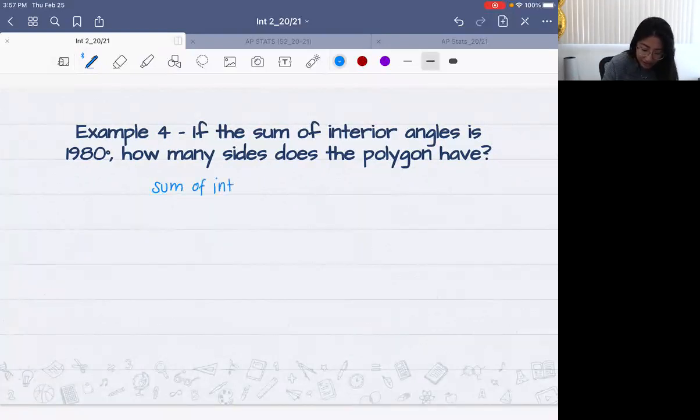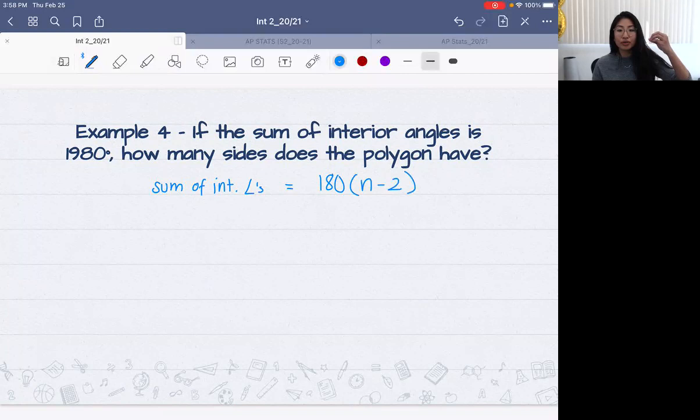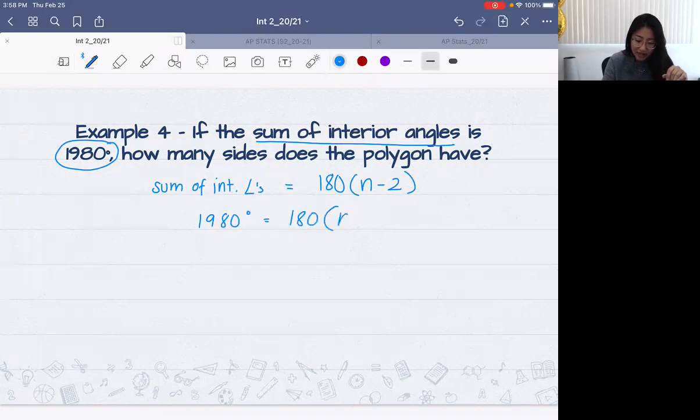Sum of interior angles, I'm going to abbreviate angles, this is how you usually write angles, is equal to 180 times n minus 2. The only piece of information I'm given is this value right here, which represents the sum of interior angles. So I'm going to substitute: 1,980 degrees is equal to 180 times n minus 2. Our goal from here is to solve for n, because n represents the number of sides.